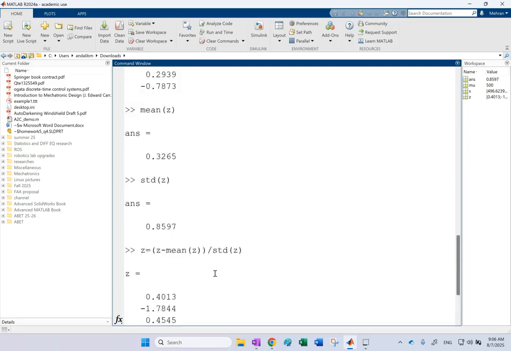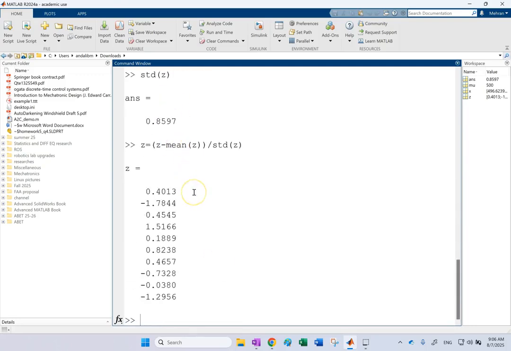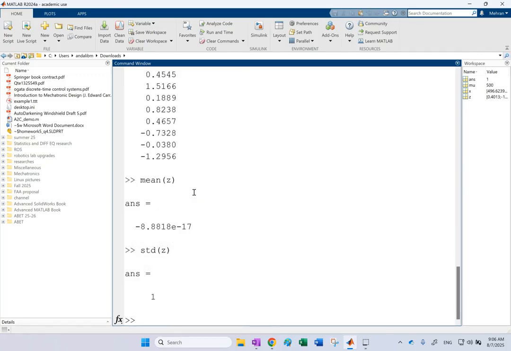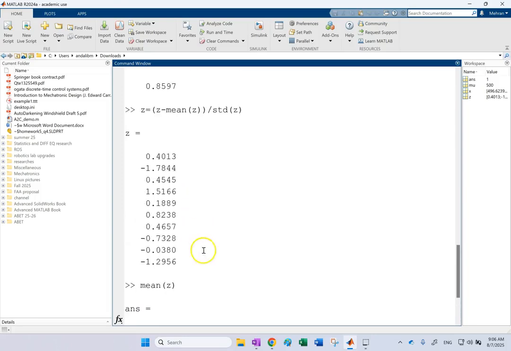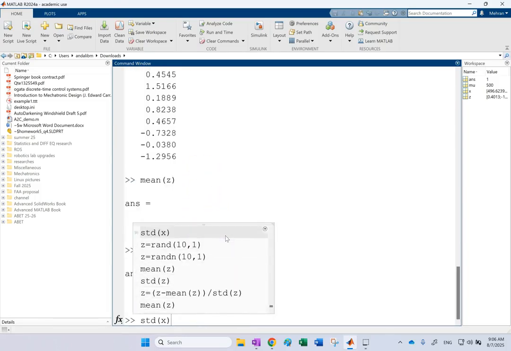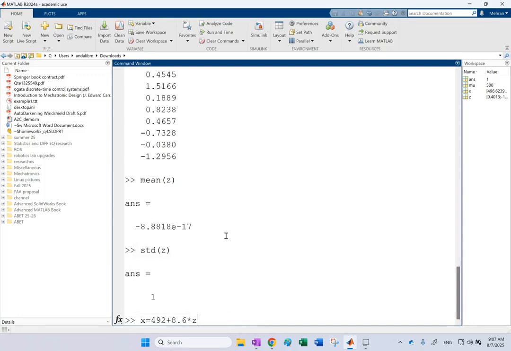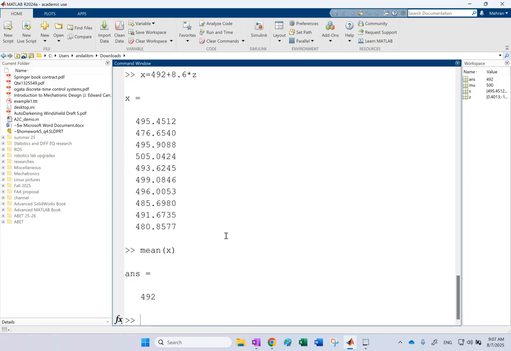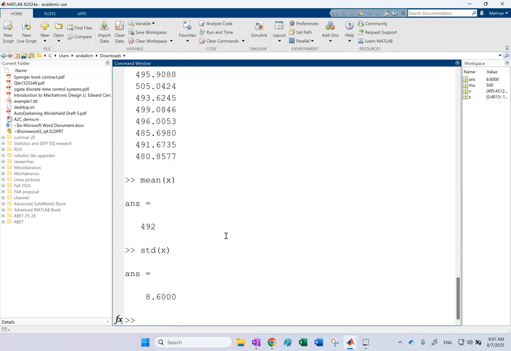Now these are different than the original data. Now if I perform on these again, you see their average is 0 and the standard deviation is 1. So now this data that I call z, this is good data. Now I can do the same transformation that I did, and instead of this I used that here. So I performed that linear transformation from z to x. Now these x's, if you look at their average, they are 492. And if I look at their standard deviation, that is about 8.6.